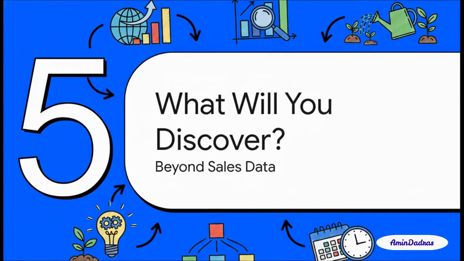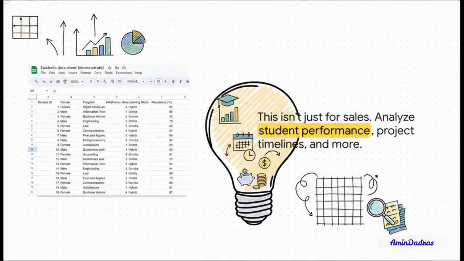Okay, so we've solved this one specific problem, but the real magic of this tool is just how versatile it is. This is not a one-trick pony. This technique isn't just for sales data. Not at all. You could use this exact same process to analyze student test scores, track project budgets, or even manage your personal finances. The rule is simple. If your data is in rows and columns, it can be pivoted.